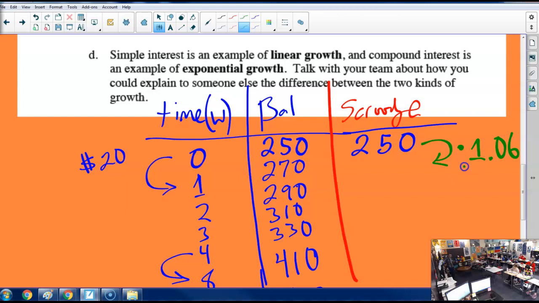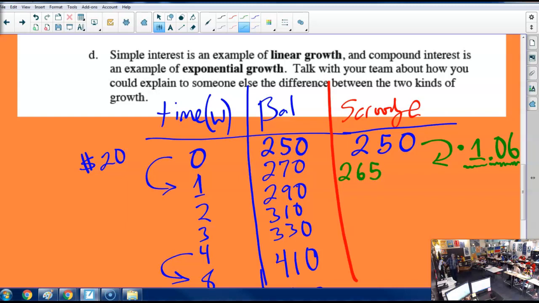This is the original amount. The 1 is the original amount. The 0.06 adds on the interest, and it just does it all at once. So when I multiply 250 by 1.06, it's probably not as nice of a number, but that comes out to be 265. Oh, maybe it's still a nice number.